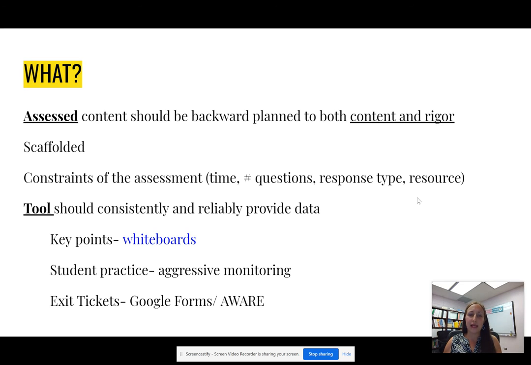During student practice, I used something called aggressive monitoring. I would have students work on problems that were backward planned or aligned in content and rigor from the TEKS and from assessment items. And I would go through with a pen, and students knew I would check mark, meaning they were correct, move on, or I would circle and say, go back and do it again.